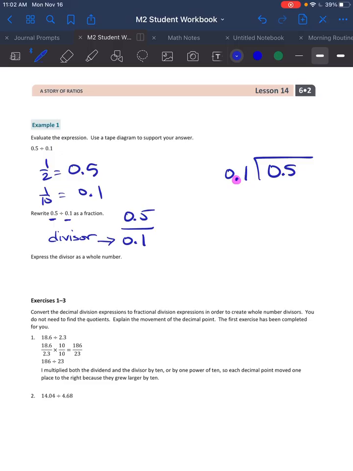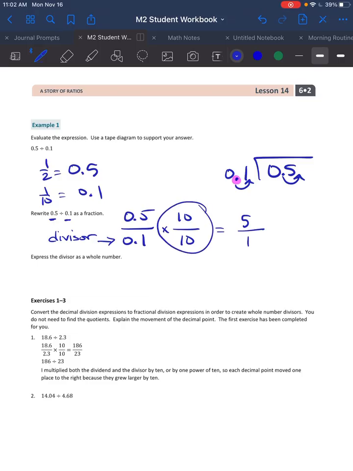Well, how many tenths are in one whole? 10 tenths are in one whole. So if I multiply the bottom by 10, will I get 1? Yes. If I multiply by 10, my decimal will move over 1, and I'll get my divisor to be a whole number, and that's what I want. Whatever I do to the bottom, I need to do to the top. So if I multiplied the bottom by 10, I need to multiply the top by 10. So 0.5 times 10, my decimal moves over 1 place to the right, and that's how I get 5/1. So that's all you're doing. You're doing this step here just with your fractions. You're multiplying by a multiple of 10.